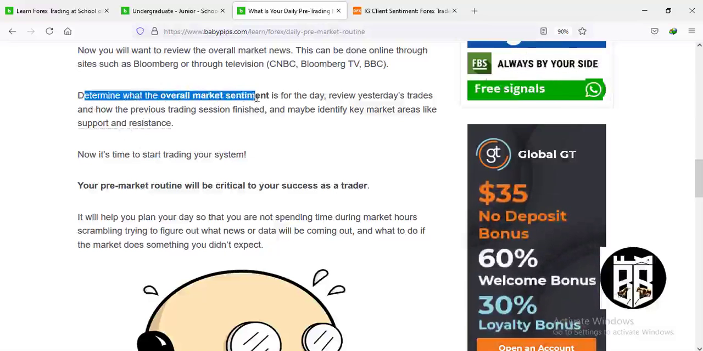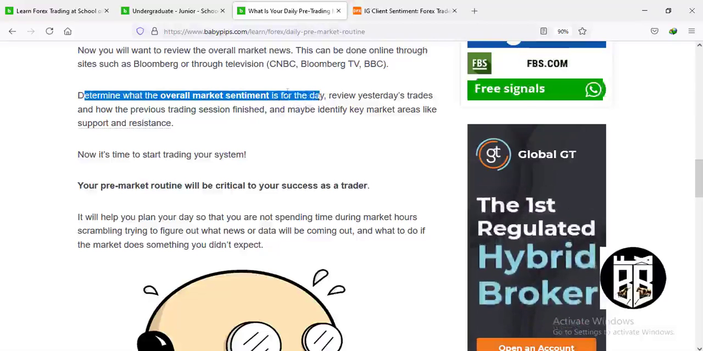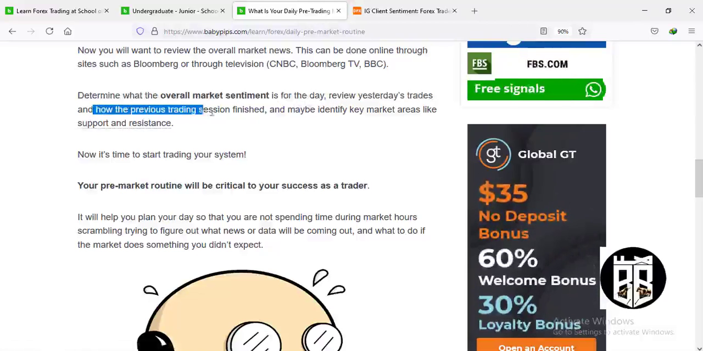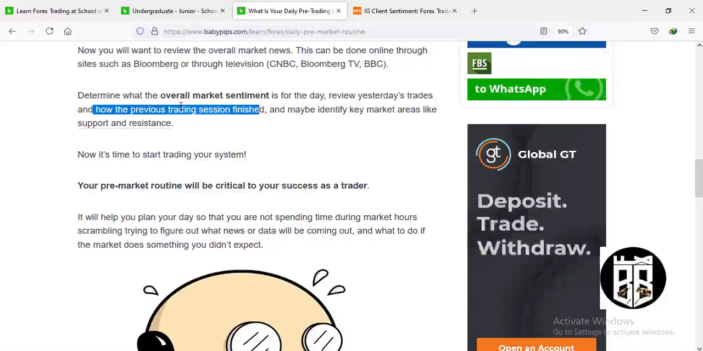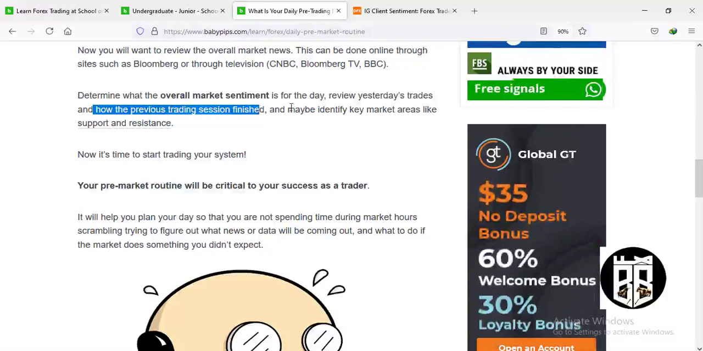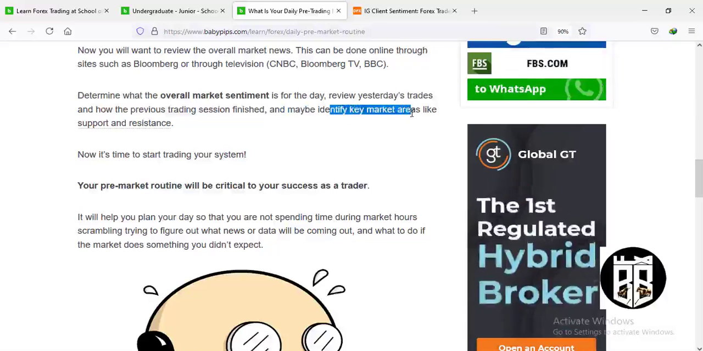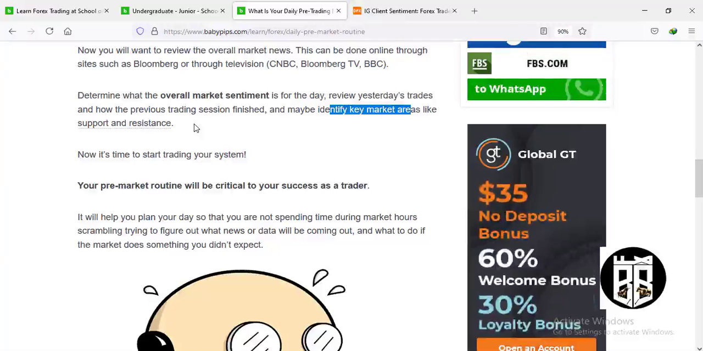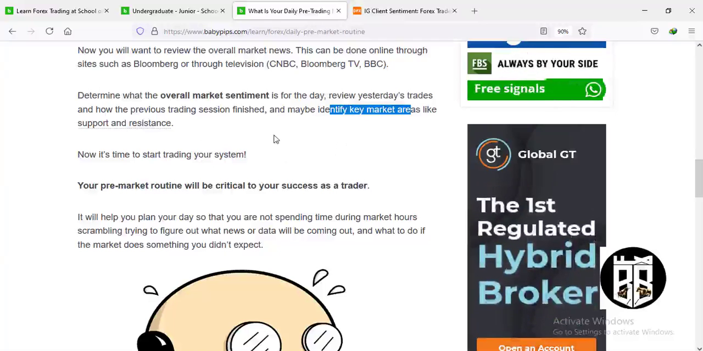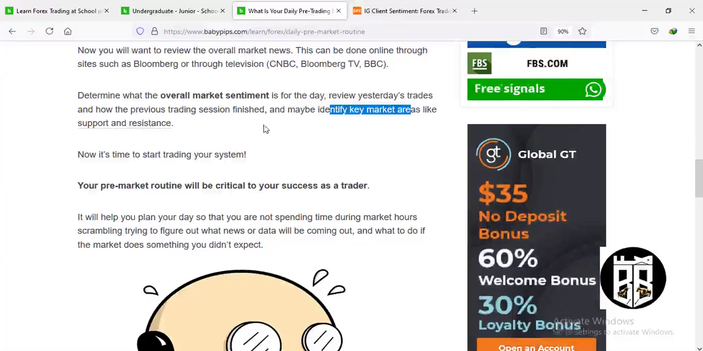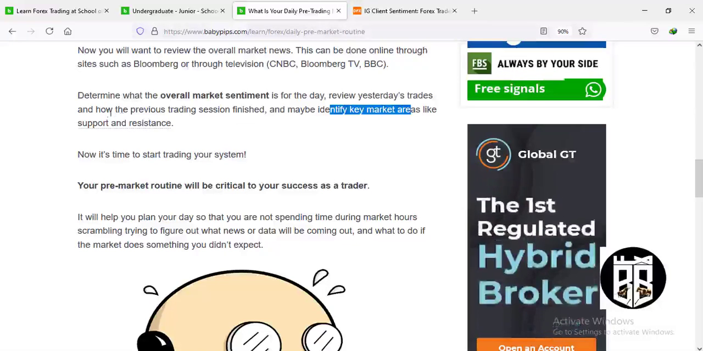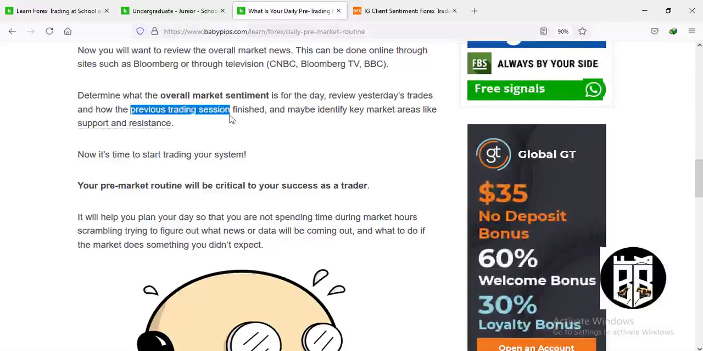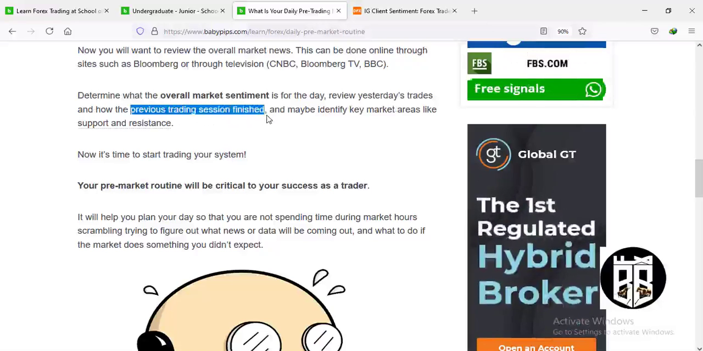Determine what the overall market sentiment is for the day. Review yesterday's trades and consider how the previous trading session finished. And then maybe identify key market areas like support and resistance. Now, one thing I have found interesting about this area is this tip here. It says, identify how the previous trading session finished. It is key, it's very, very important.